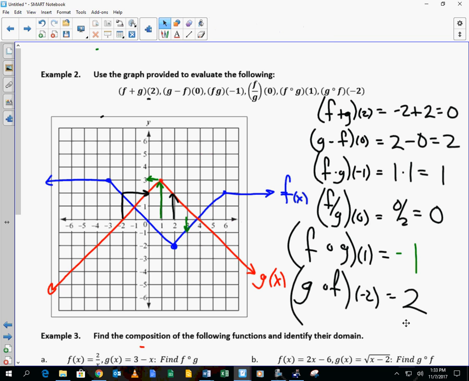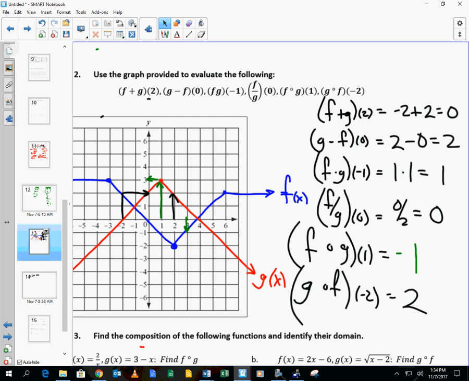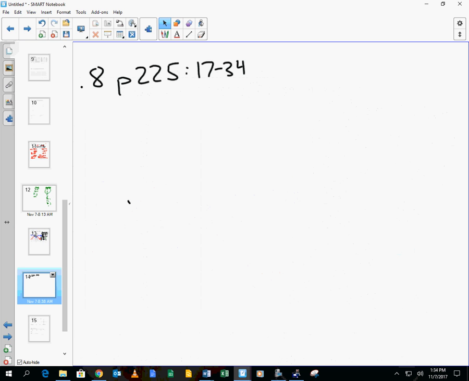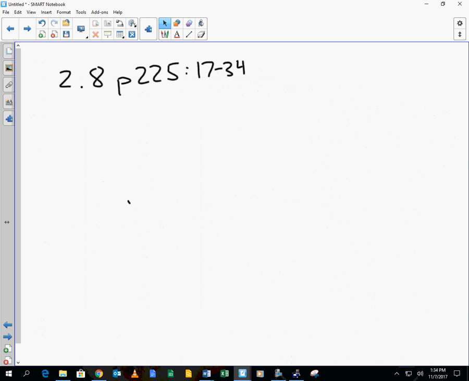What do you think? Not too bad? Okay. Your assignment, 2.8, page 225, number 17 through 34. Looks like a lot. Some of them are very, very quick. You just plug them in for one, plug them in for the other, and you are done. You can actually, tell you what, you guys could all get the assignment done before class is over. I'm confident that that could happen.